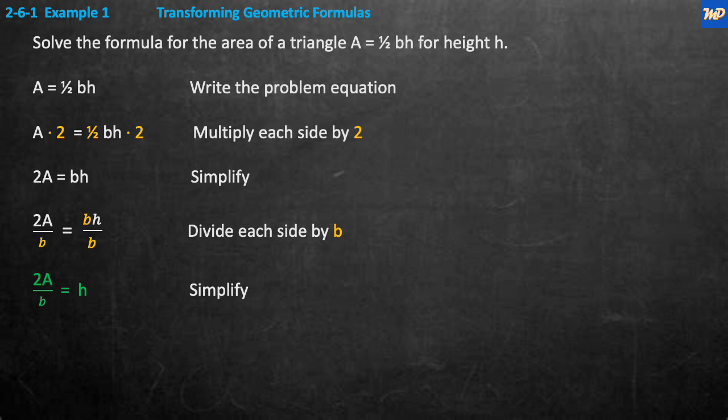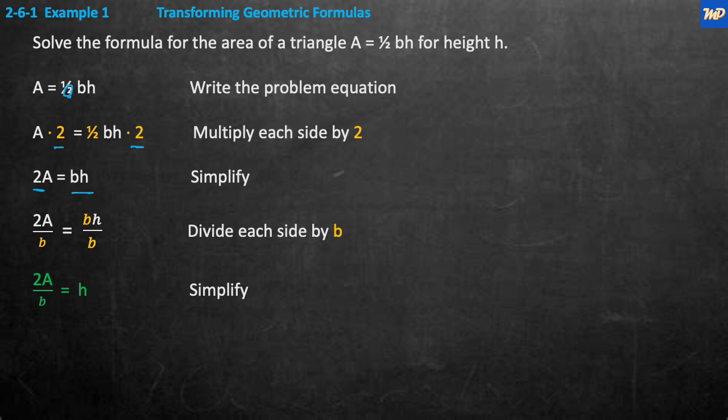Then you multiply. As you look at this, you see that we have 1/2 right here. In order to get rid of that half, we're going to have to multiply both sides by 2. So you multiply the A by 2, and you get 2A. And you multiply the half by 2, and the half disappears. So we get 2A is equal to b times h.